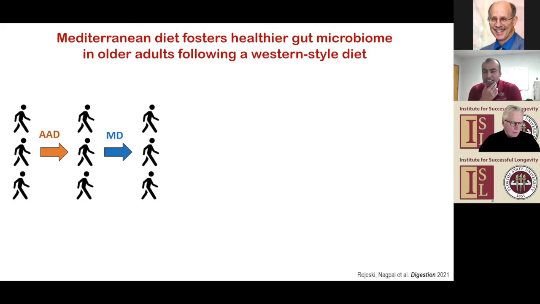So to replicate these findings in a clinical setting, we then did a pilot study in healthy human subjects, where we had a group of 20 subjects which were given an average American diet for a couple of weeks, followed by a switch to a Mediterranean style diet for another couple of weeks. And then we measured the microbiome.